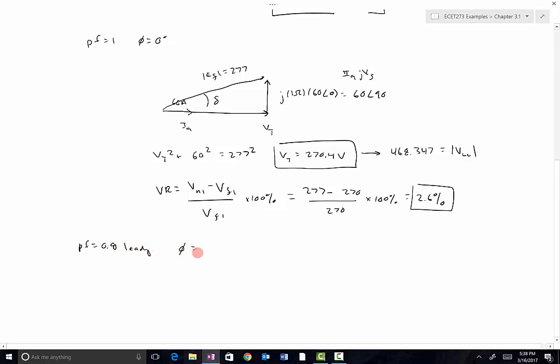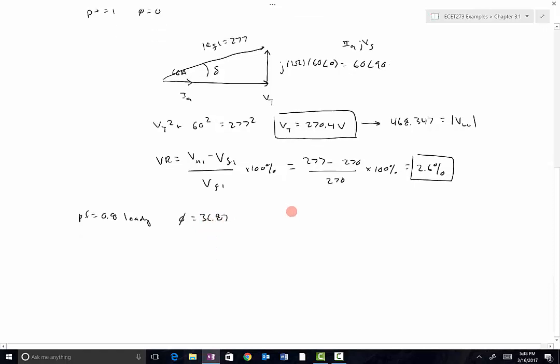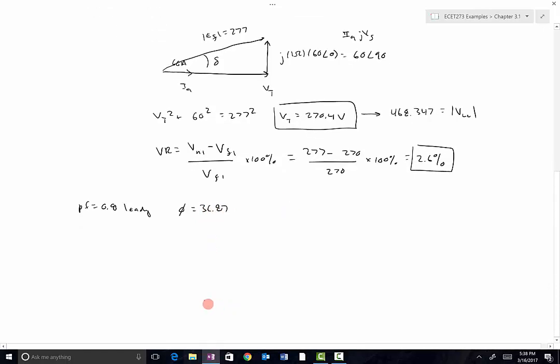leading. That means phi is going to be equal to, let's see, 36.87 degrees positive. So again, we're going to take the terminal voltage VT as the reference, and this time the current is going to lead the voltage, so that's going to be something like this, where that's phi right there, and that's 60 amps. So that's the relationship between voltage and current, IA.